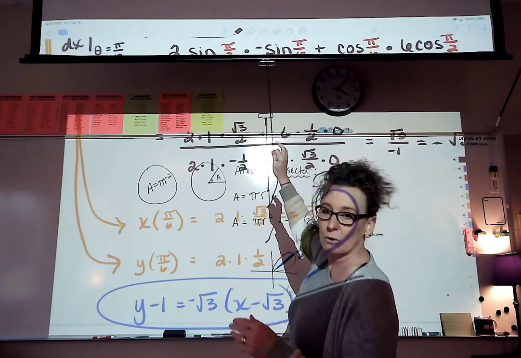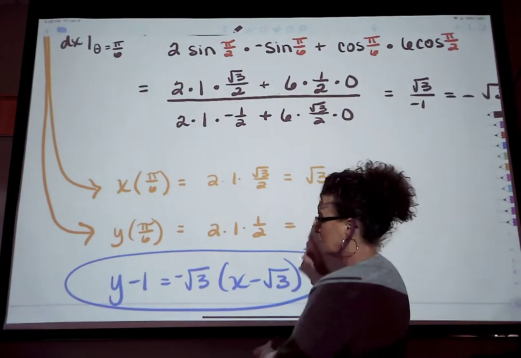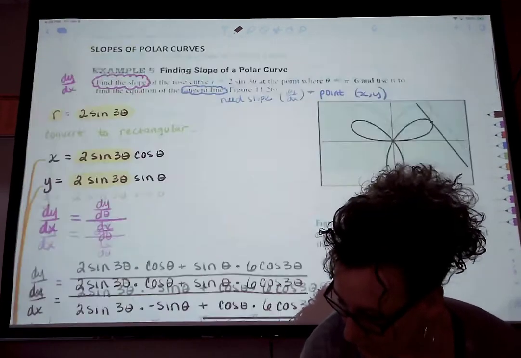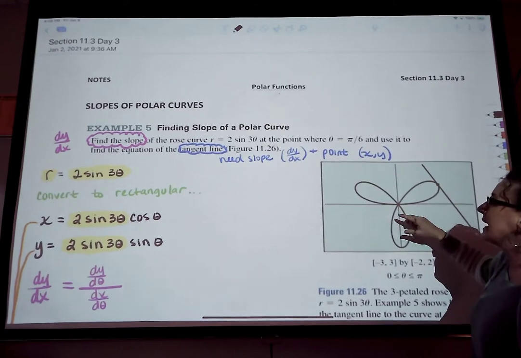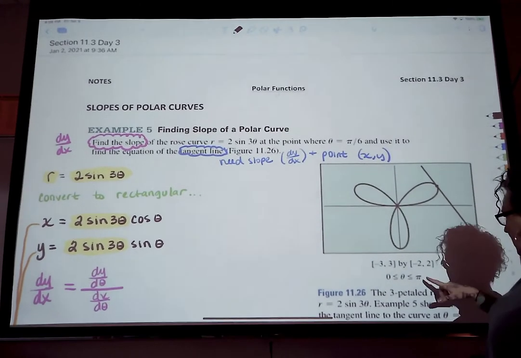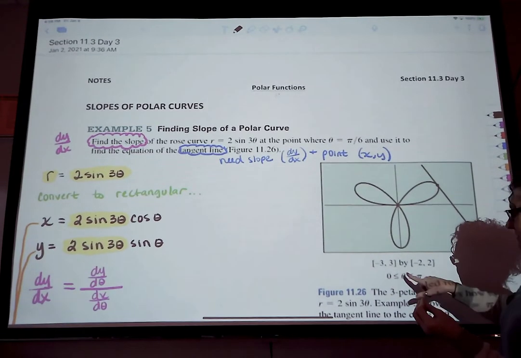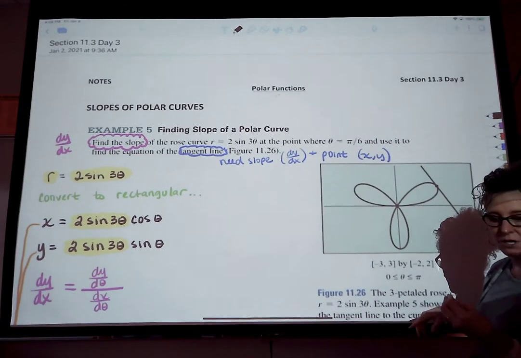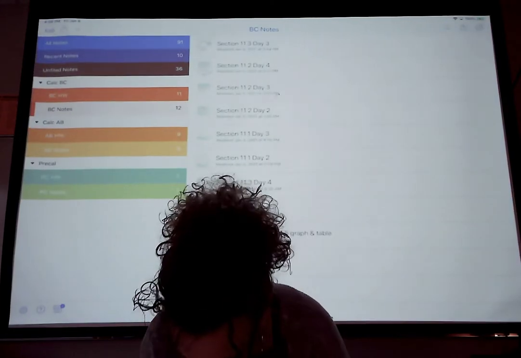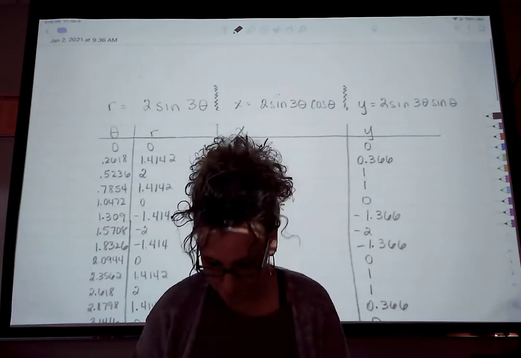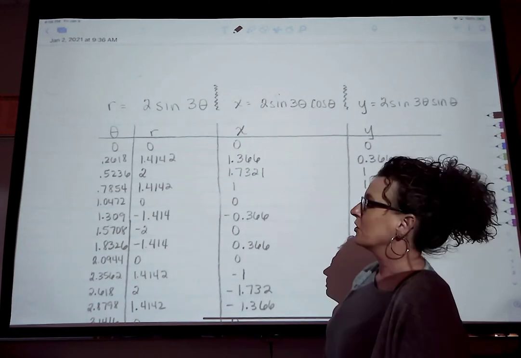Hold up, time out. I wanted to show you something and I forgot. Go back to here. This is the curve that we found the tangent line to, and this whole curve is completed from theta between 0 and pi. Okay, so I want to show you something super cool. Right here. So that was our equation, that was our x value, that was our y value.